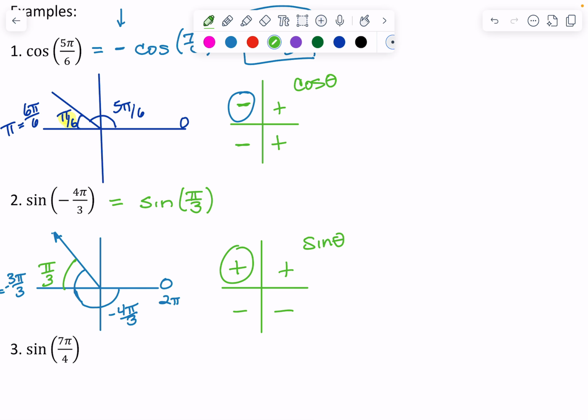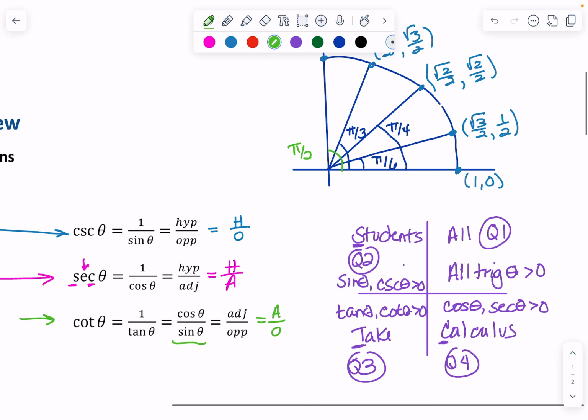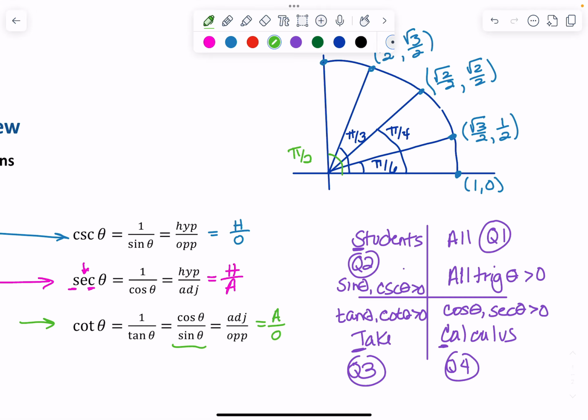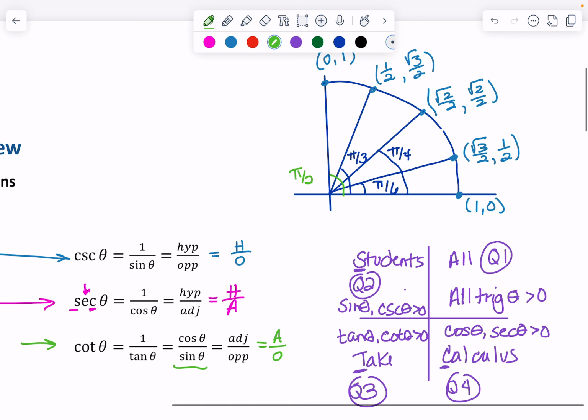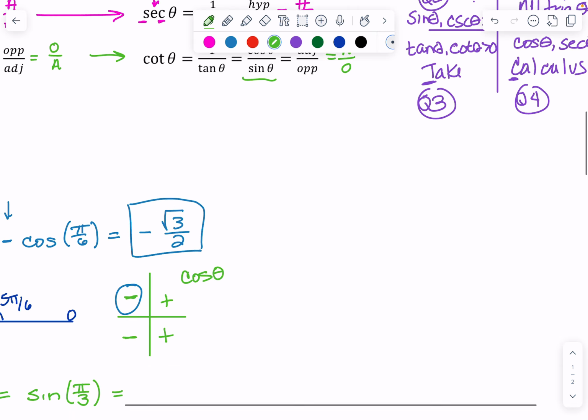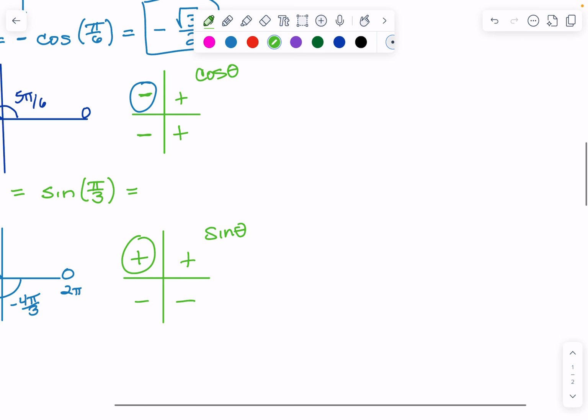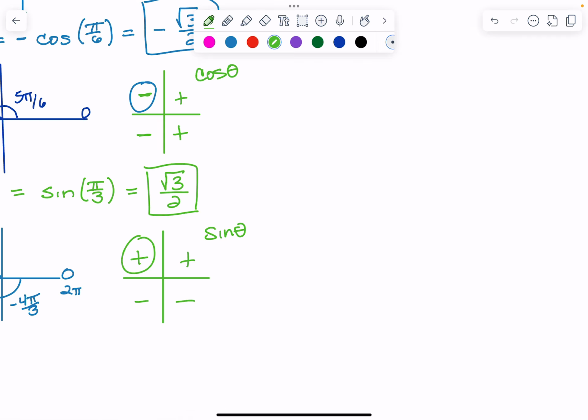It's positive. If I think about sine of pi over 3, again, you can go up and look at your unit circle if you want to. Sine is going to be your y value. It's how high up I am, the opposite side. So that's going to be a positive root 3 over 2. I don't change the sign on that to negative. I have a positive root 3 over 2.